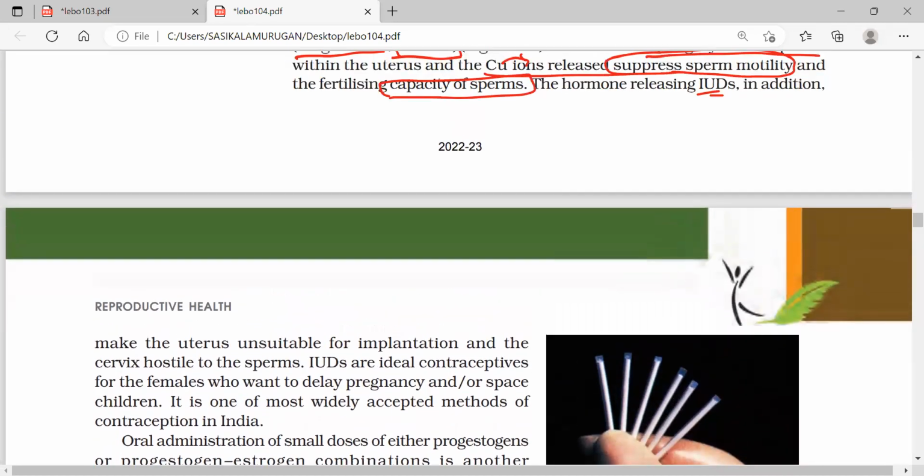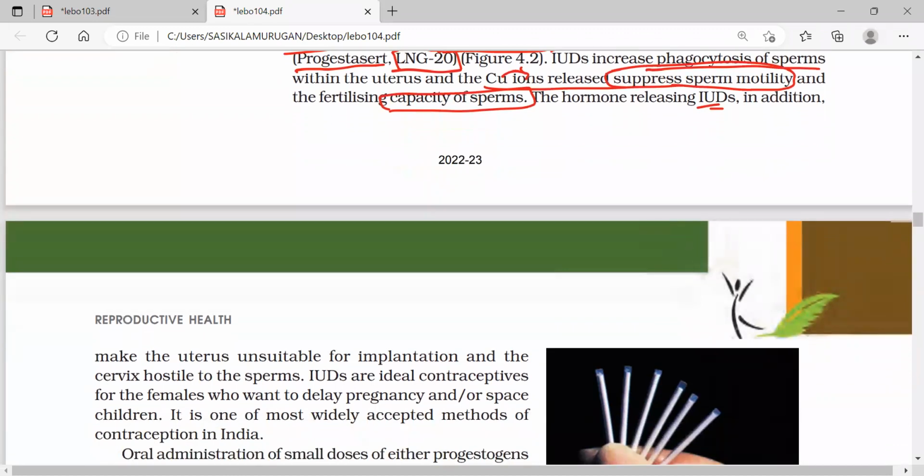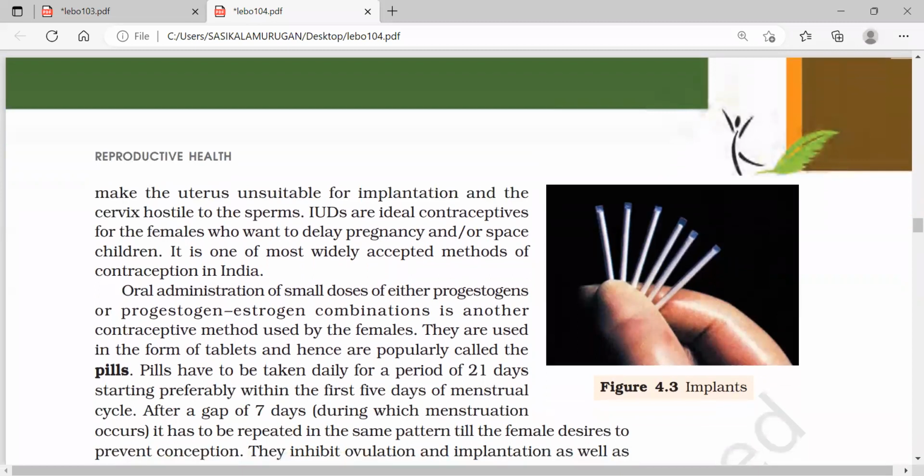So each and every type of IUD has a different role. For example, first, the copper IUDs will suppress the sperm motility. And at the same time, hormonal IUDs will make the uterus unsuitable for implantation, and the cervix hostile to sperms. And then IUDs are ideal contraceptives for females who want to delay pregnancy or space children.